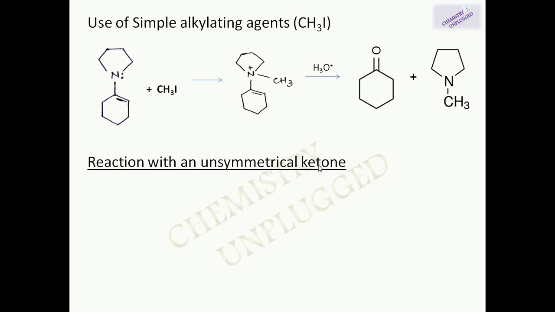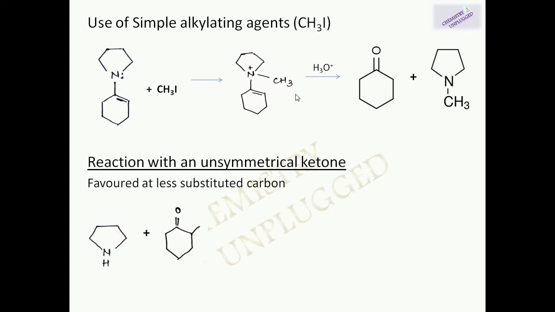Then what will happen if we use an unsymmetrical ketone? Here we have a symmetrical ketone. In cyclohexanone, we have alpha hydrogens on both carbon atoms, the same alpha hydrogens, and there is no other group attached here. But if we use an unsymmetrical ketone like this, then what will happen? The substitution will be favored at the less substituted carbon.